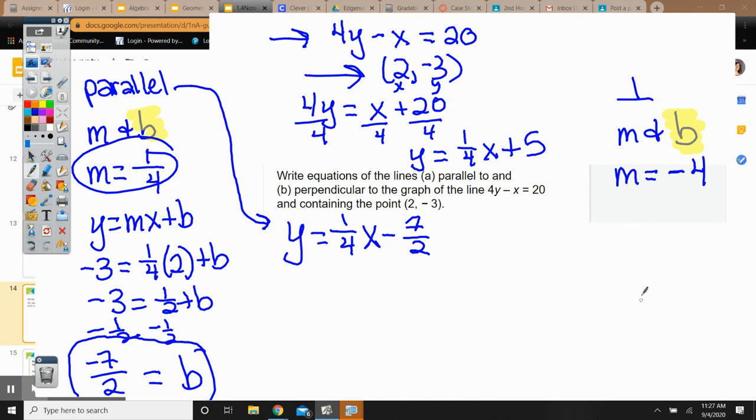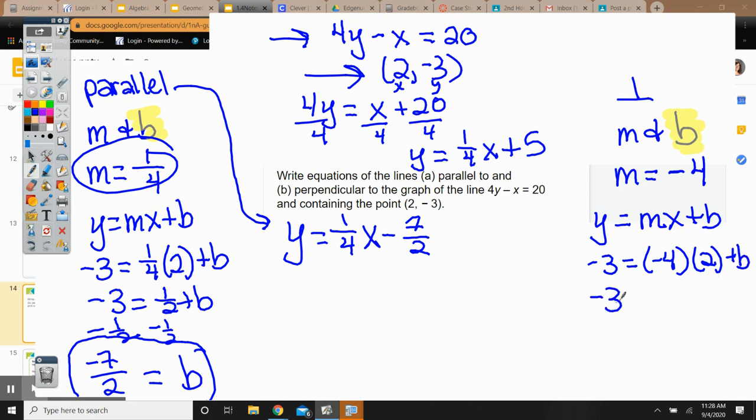Now let's do this perpendicular one. We already know the slope. We have to find the y-intercept. So you're going to use that point (2, -3) in mx plus b, and we're going to solve it out. y is -3. My slope is -4 this time, times x, which is 2, plus b. -3 is -8 plus b. Add 8 to both sides, and I get a b value of 5.